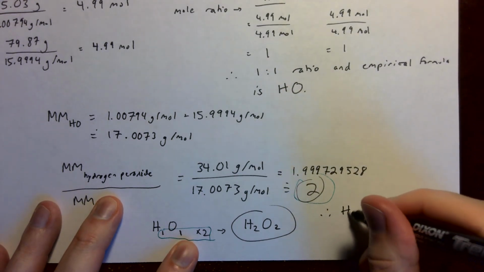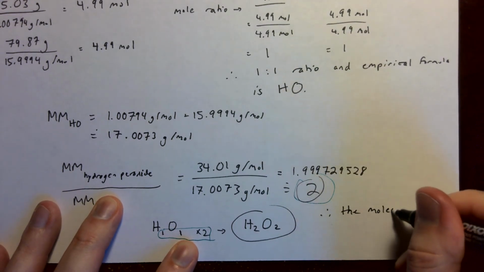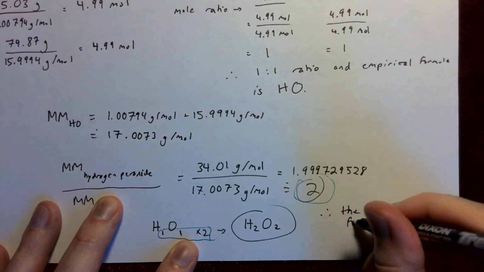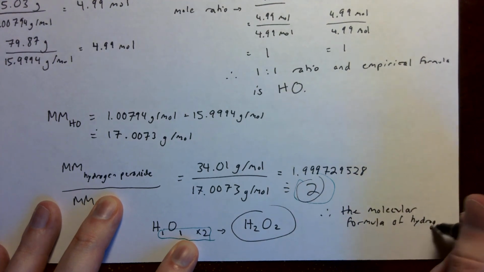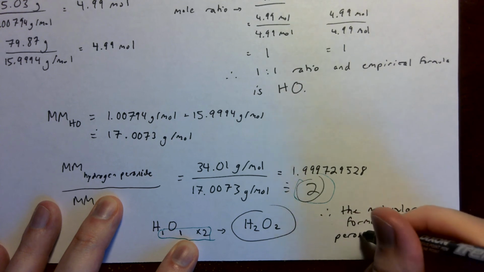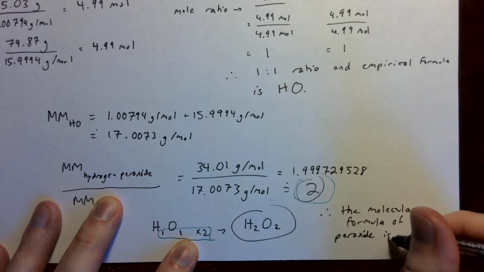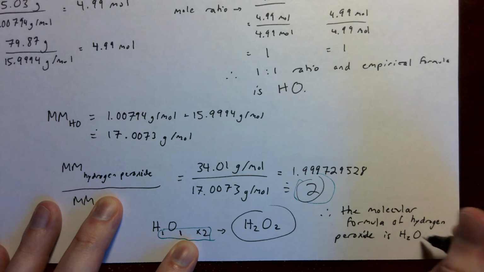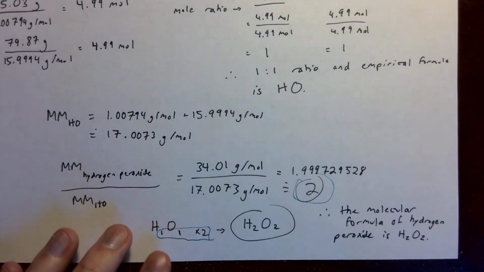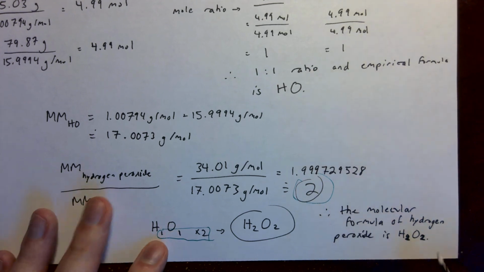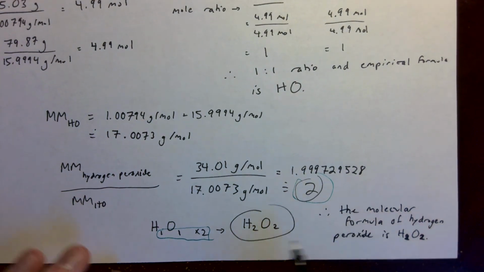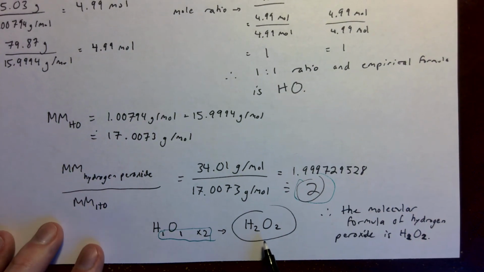And therefore, the molecular formula of hydrogen peroxide is H2O2. Make those look a bit more like 2's and a little bit less like a Z. Alright, so that's our final answer there, H2O2.